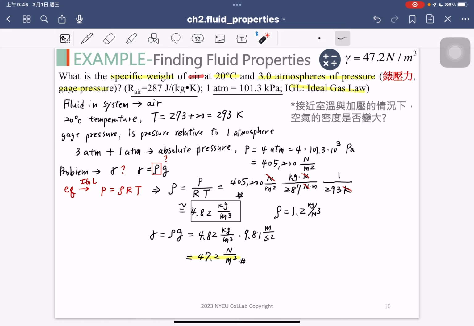And what is the state? I state the condition is 20-degree temperature, and my gauge pressure in the system is 3 atms. And then the property we are looking for is the specific weight. So I'm trying to figure out the gamma, how can I compute the gamma? But we don't know the density, right? And based on the system being air, maybe I can apply the ideal gas law. Okay, so based on the ideal gas law, we can find the density we need. And then we finally compute the gamma.